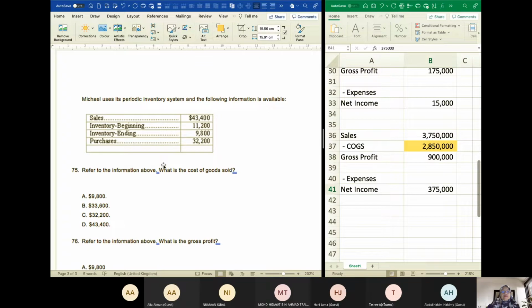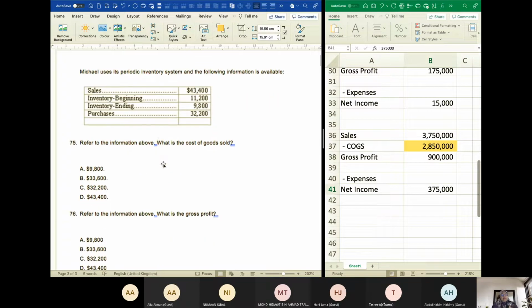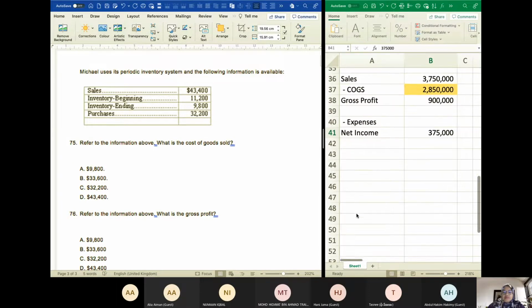Right. Okay, let's look into this. This one is a periodic inventory system. What would be your COGS under periodic? Anyone? How to compute COGS?